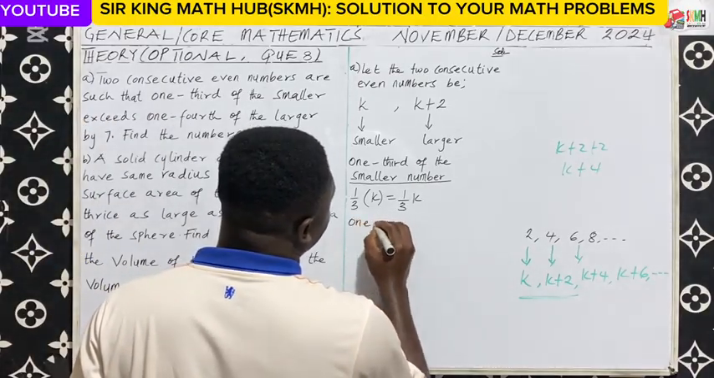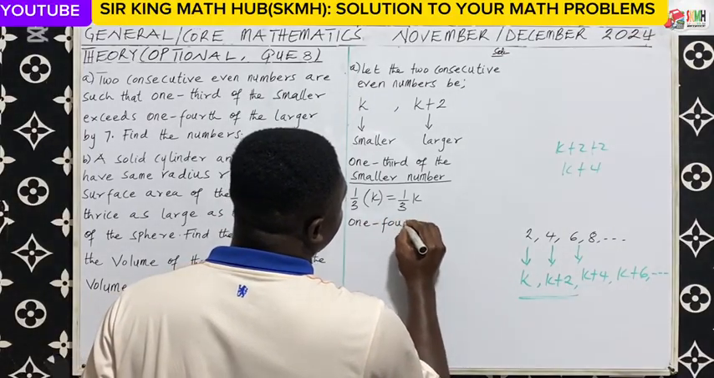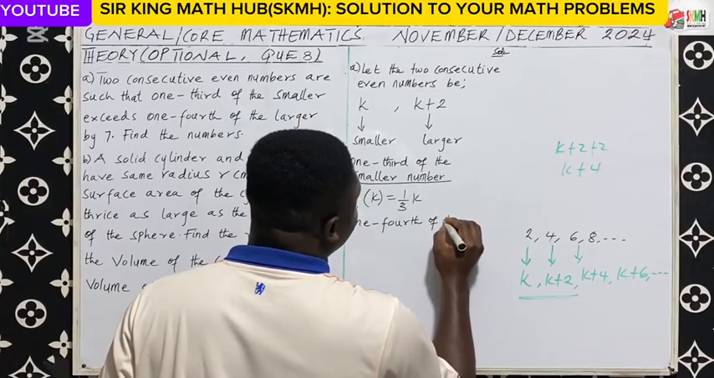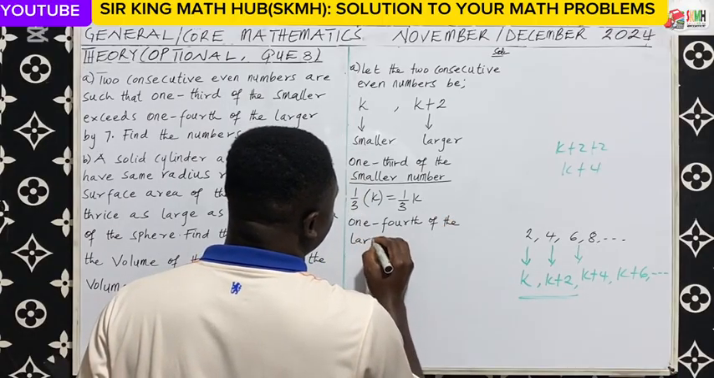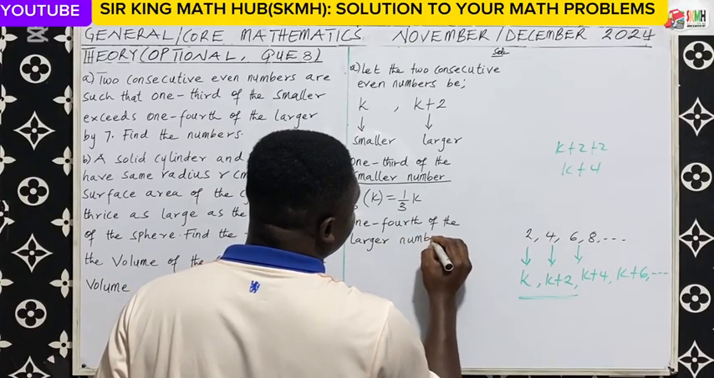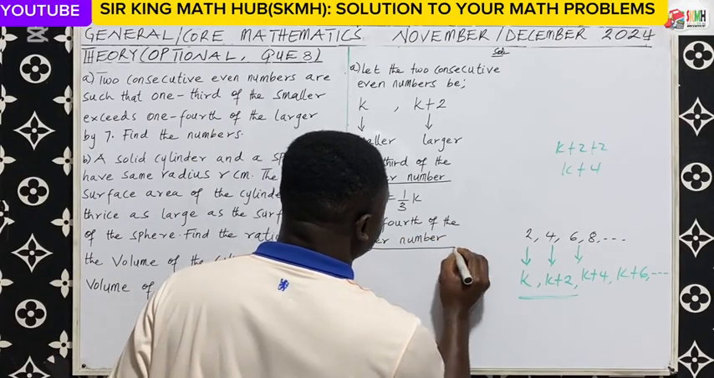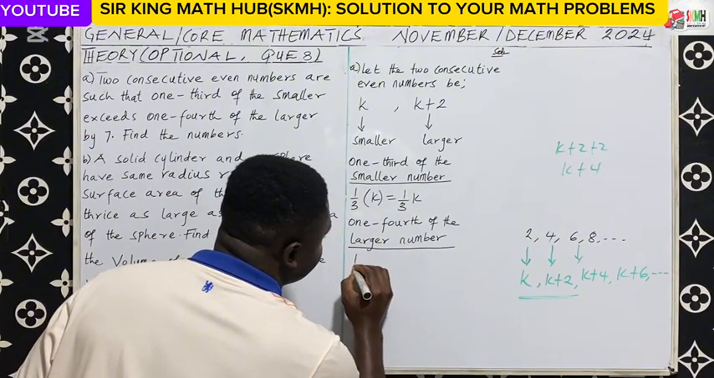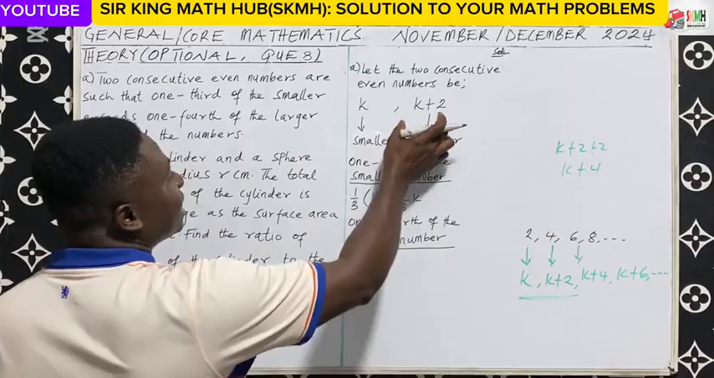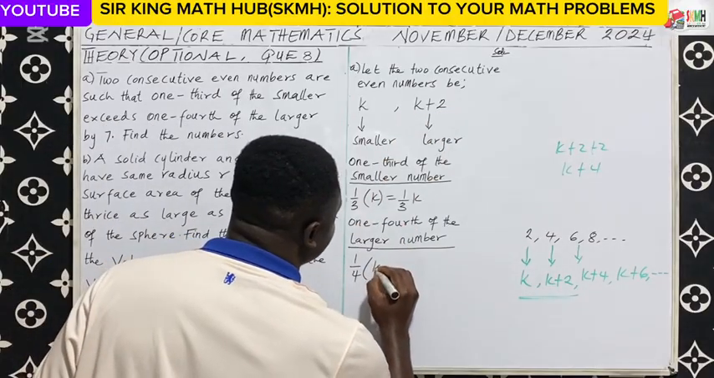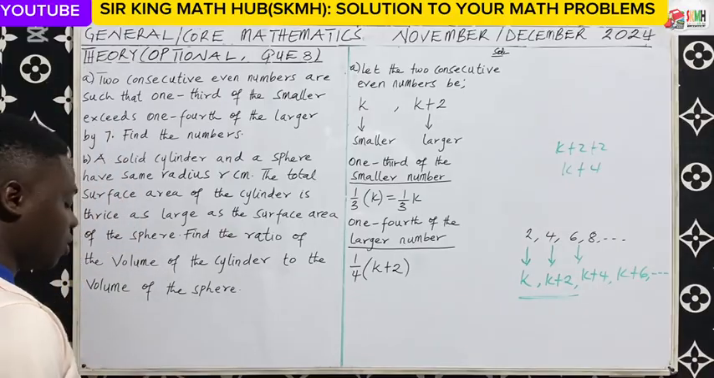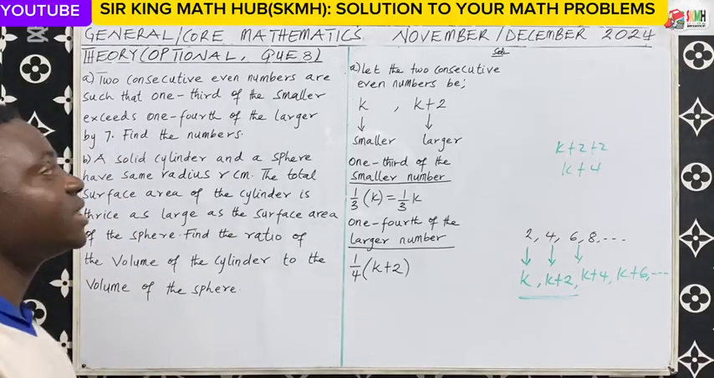Can we also write an expression for 1/4 of the larger number? So that will be 1/4 of the larger number. The larger number here has been represented as k plus 2.